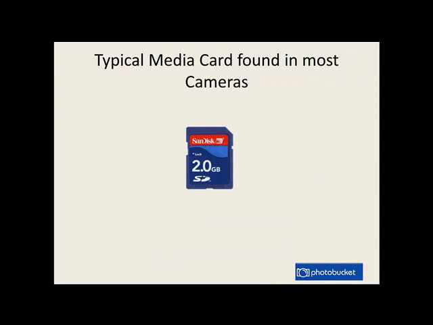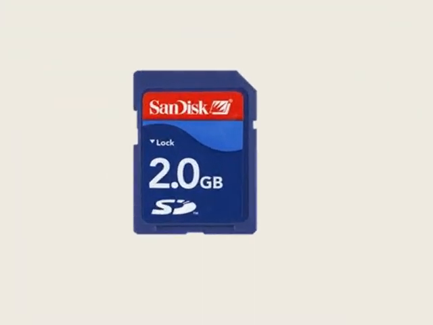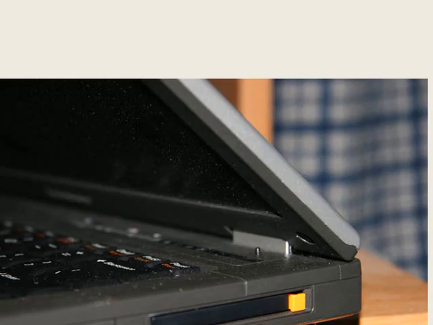So, let's talk about what it requires to get these pictures from your camera to your computer and then from the computer on over to Photobucket. Inside your camera there is probably a little piece of plastic that looks like this. This is called an SD card. It's just a type of media that the pictures are stored on once your camera takes the picture.